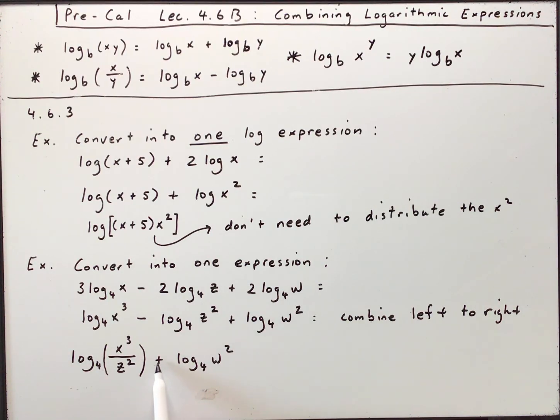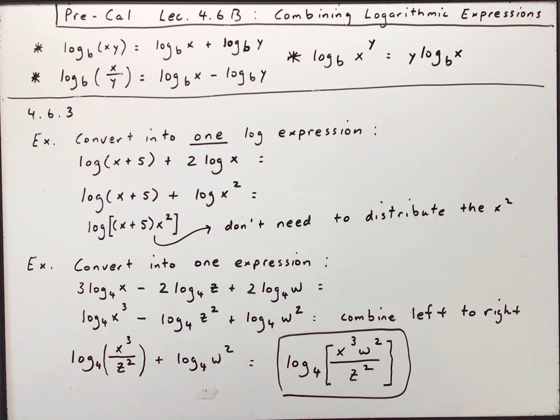Now we have a plus sign, so that's a product. So I'm going to multiply the w squared. So we've got log base 4, multiply w squared by x cubed over z squared. So we would have x cubed times w squared over z squared. Make sure you go left to right or you'll end up with the wrong thing potentially in the denominator. All right, so that's combining them into one log.